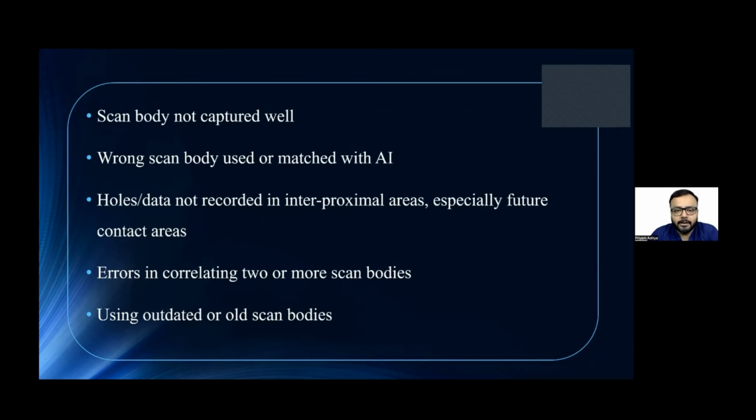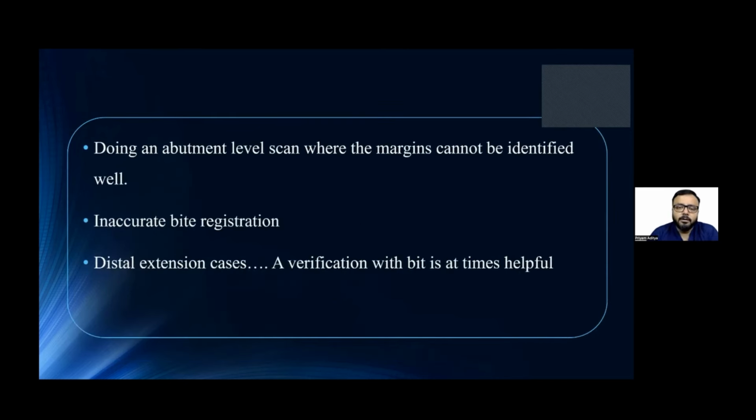Holes in the data not recorded in the proximal areas, especially in future contact areas. As I told you in the beginning, if you are scanning, always flip the scan and search for any holes in the scan. Errors in correlating two or more scan bodies can also be a problem. So do follow the recommended protocols for scanning, and avoid using outdated or old scan bodies. When you're doing an abutment level scan, please ensure that the margins can be identified well. Inaccurate bite registrations can also lead to a problem in your implant prosthesis. And distal extension cases are still sometimes a little bit of a problem, especially for a beginner. So at times, a verification bite is necessary or helpful for your lab to do the needful.